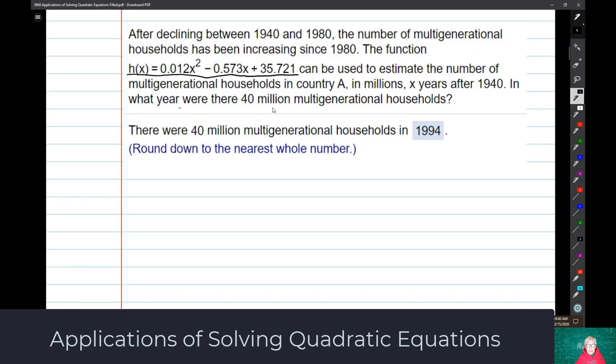In what year were there 40 million generational households? Now we're not going to write the million because it's understood that whatever number we have here is in millions. We could call it H of X, but let's call it P for population. P equals, oh no, how about N equals? That makes more sense. N equals the number of multi-generational (MG) households in country A.